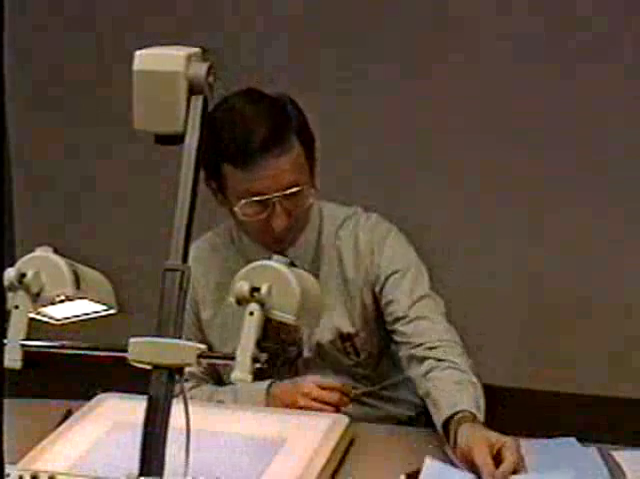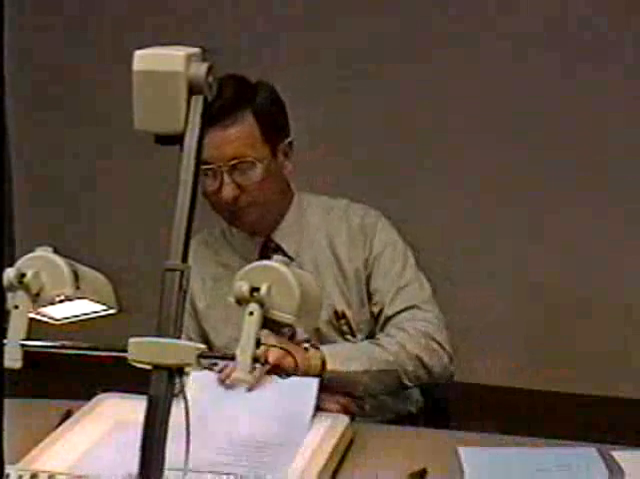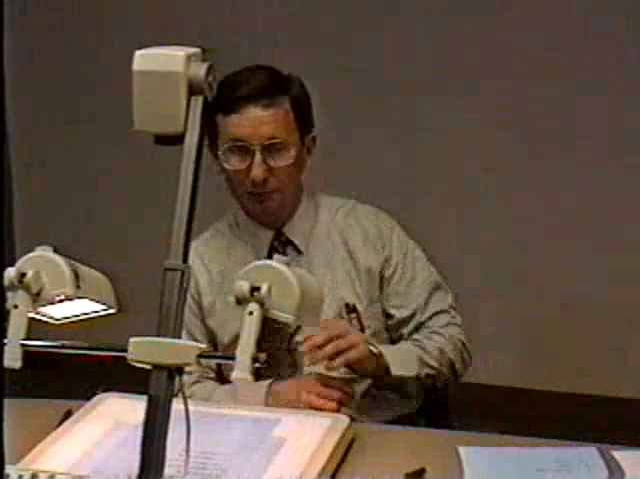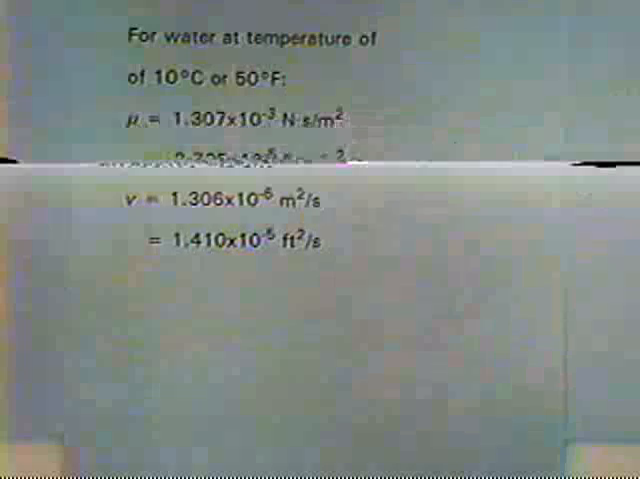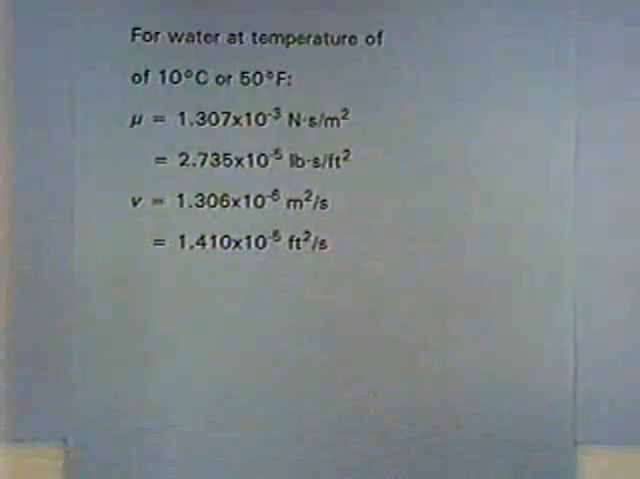And again, viscosity is a function of temperature. And so you go to your tables in your reference manual or other references that you may be using and look at the properties of water, and they'll be expressed in tabular form as a function of temperature. And I've shown some numbers here for 10 degrees centigrade or 50 degrees Fahrenheit as being typical numbers for engineering problems. And so you can see some numbers here for the absolute and kinematic viscosity.